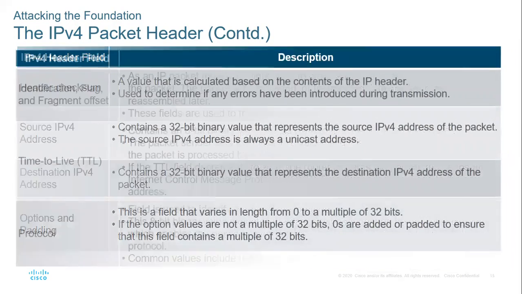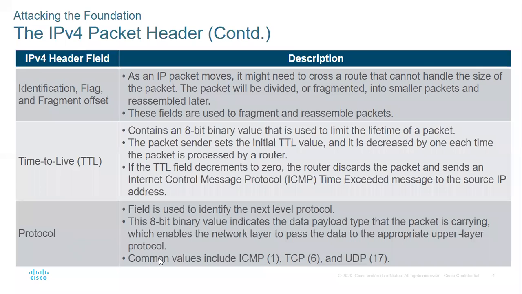Okay. Now, the protocol, the next level after the network layer, which level is next? It is the transport layer, okay? So here you can see ICMP is represented with the code 1. If we're dealing with TCP, of course, in the transport layer, we have either TCP or UDP, okay? So TCP has code 6, UDP has code 7. As I was saying, you have to take note of these, okay?